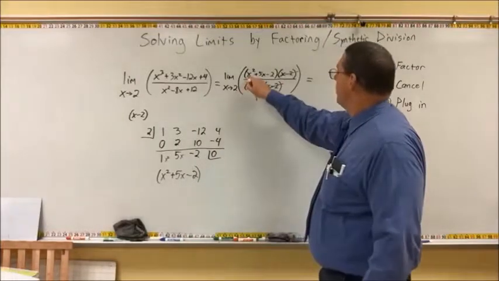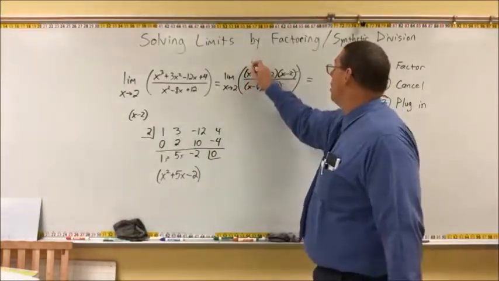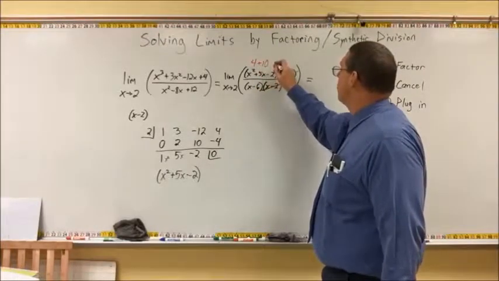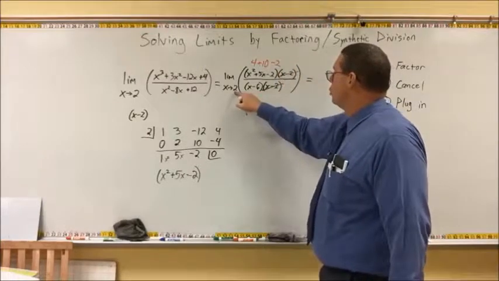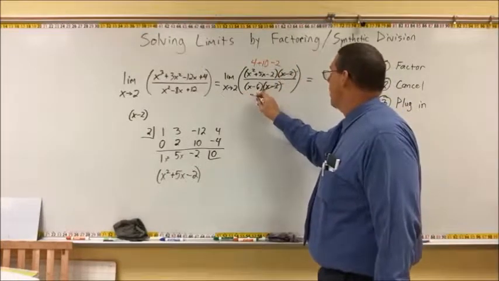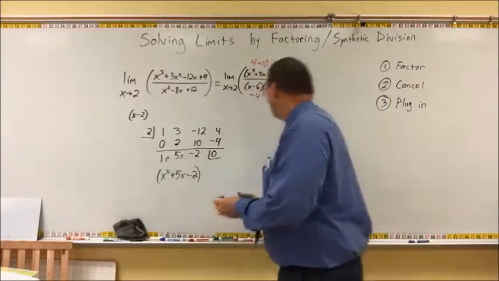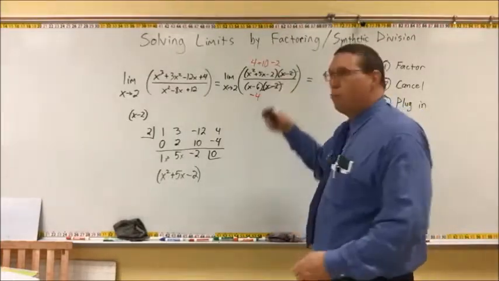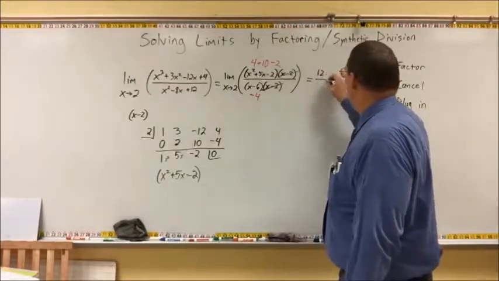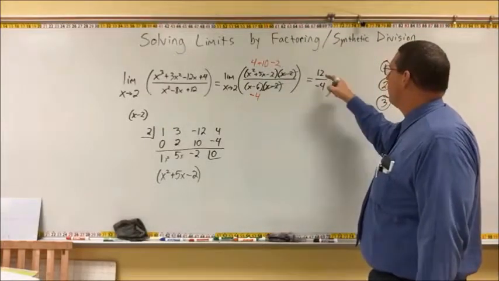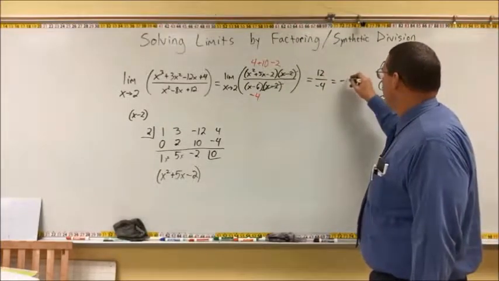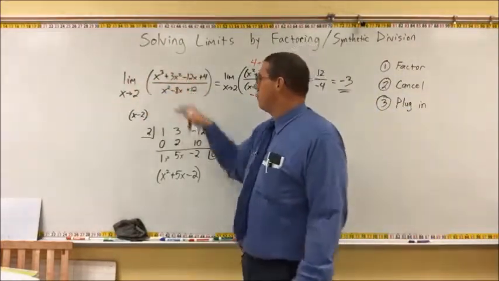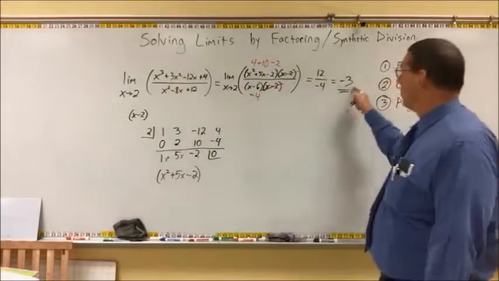If we plug 2 in here, 2 squared is 4, plus 5 times 2, that's 10 minus 2. In the denominator, 2 minus 6, that's negative 4. All right? So what we have here is a numerator, 4 plus 10, that's 14, minus 2, that's 12. So we have 12 over negative 4, and 12 divided by negative 4 is negative 3. So the limit, as x approaches 2 of this mess, is negative 3.